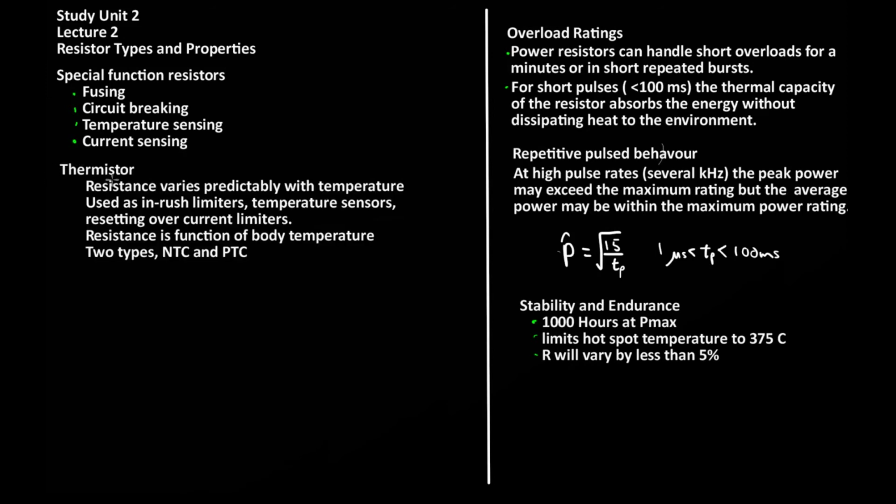A thermistor is a type of resistor where the resistance varies predictably with temperature. This predictable behavior means that thermistors can be used as inrush limiters, temperature sensors, and resetting current limiters, as well as a wide variety of other uses. In a thermistor, the resistance of the device is a strong function of only the body temperature. In other words, the body temperature of the device determines the resistance of the device.